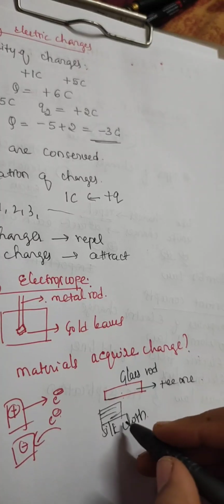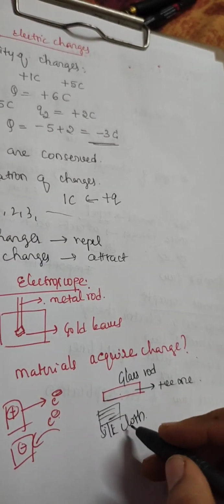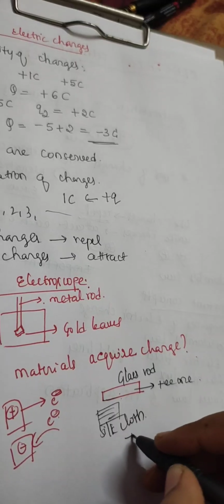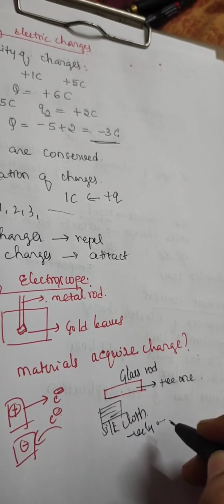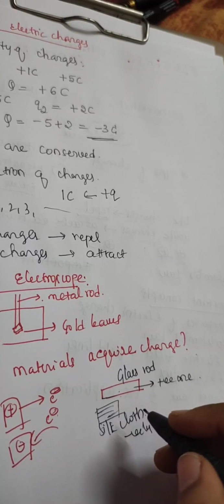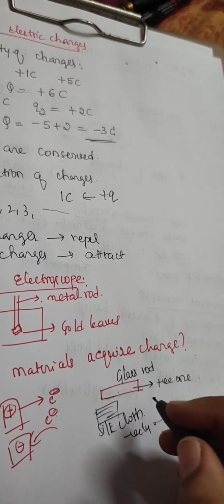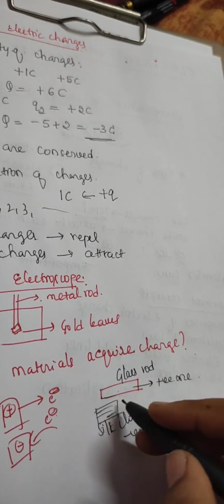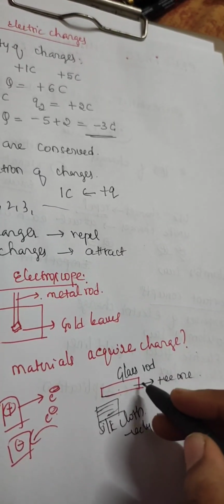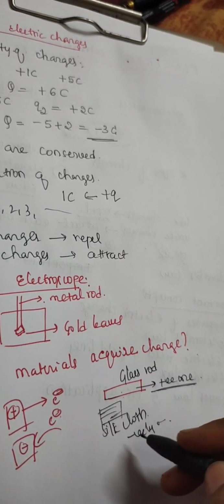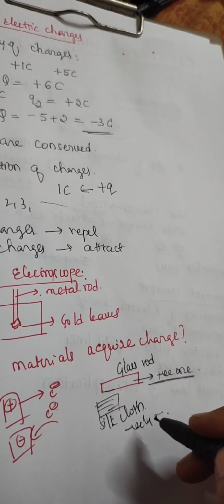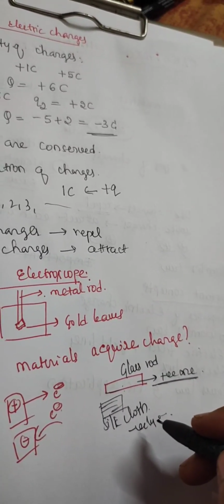The gaining of electrons: in this process the silk cloth gains an electron and becomes negatively charged. So it is charging by rubbing. By rubbing a glass rod with silk, the glass rod loses the electron and becomes positively charged, and the silk cloth gains the electron and becomes negatively charged.